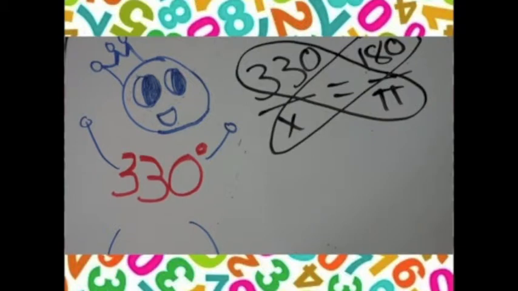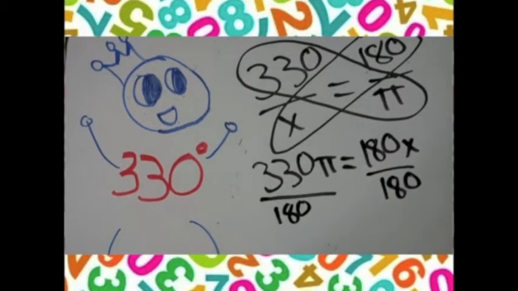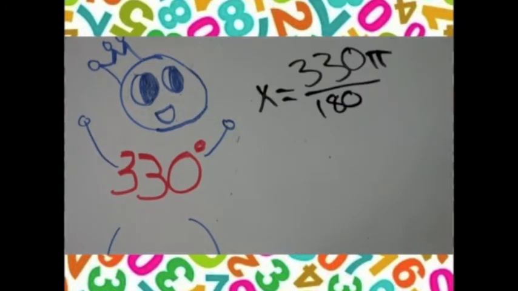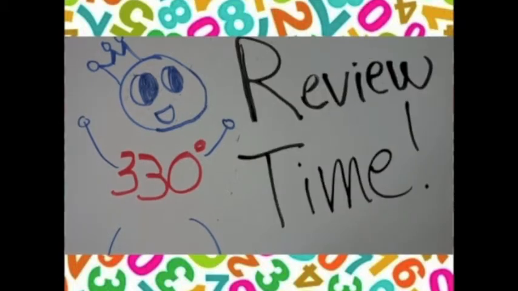Cross multiply. So 330 pi equals 180x. Divide both sides by 180. So 330 pi over 180 equals x. Simplify your fractions, and x equals 11 pi over 6. That's how Cinderadian did it!